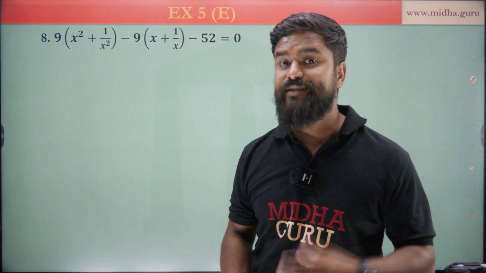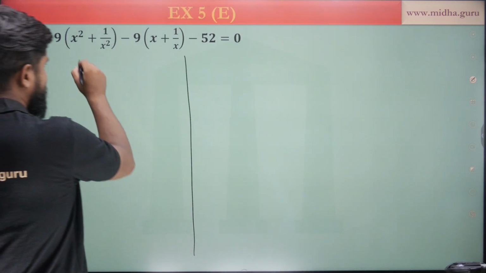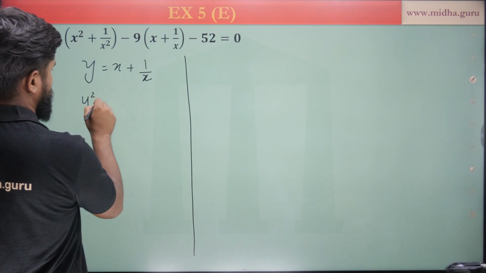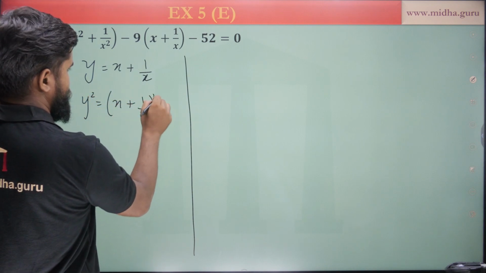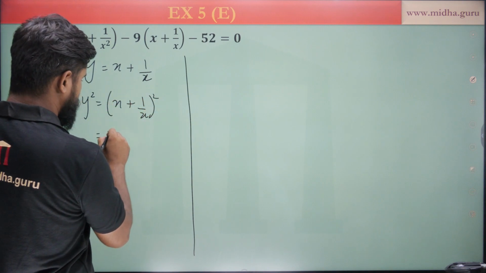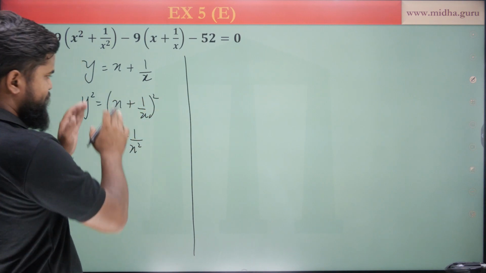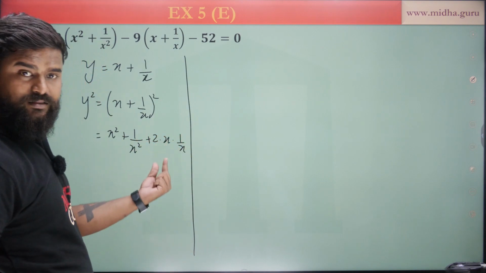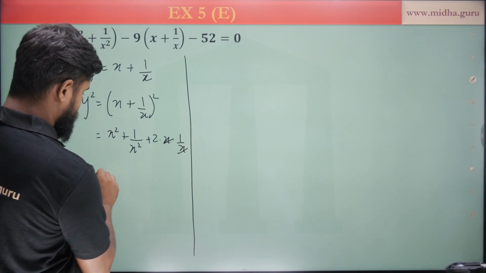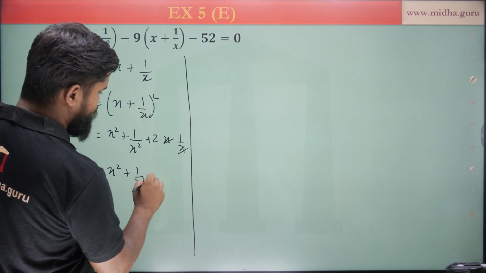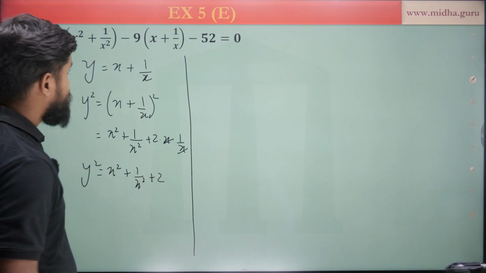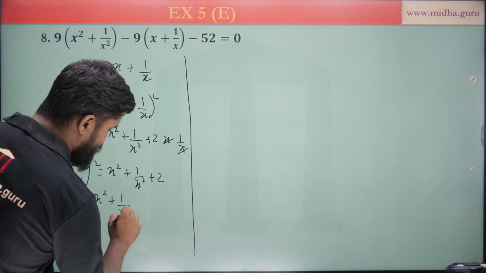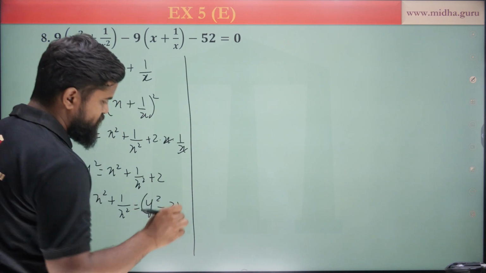We'll take x plus 1 by x as y. Let's see what happens. So we take y as x plus 1 by x. What happens when we square y? We're supposed to square the other side as well. If I take the square of x plus 1 by x, we get x squared. That is, if we see it as a plus b, we get a squared plus b squared plus twice a into b. Since a is x and b is 1 by x, these will cancel out, and we'll be left with x squared plus 1 by x squared plus 2, which is nothing but y squared. Now since we have x squared plus 1 by x squared here, we'll leave that and bring 2 to this side. So x squared plus 1 by x squared will be equal to y squared minus 2.